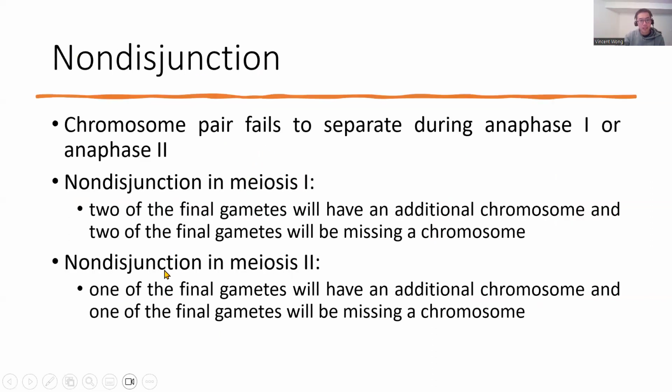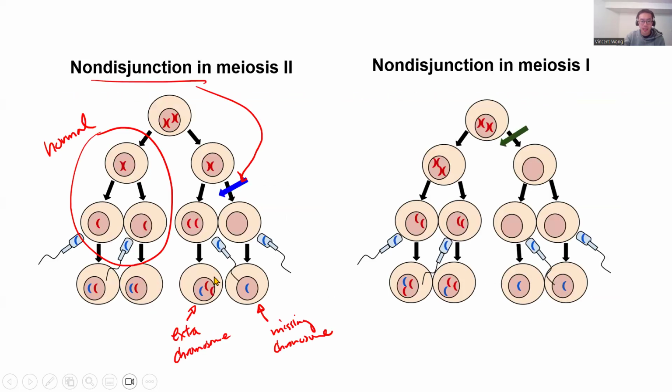Now let's go back to here. It says non-disjunction in meiosis 2. One of the final gametes will have an additional chromosome, and one of the final gametes will be missing a chromosome. That's what this is, extra and missing. If, say, the chromosome that's extra is chromosome 21, then the person will have 3 chromosome 21s, and we call that trisomy 21. Does anybody know what condition that is, if a person is born with 3 chromosome 21s? Down syndrome? That's right, Down syndrome.